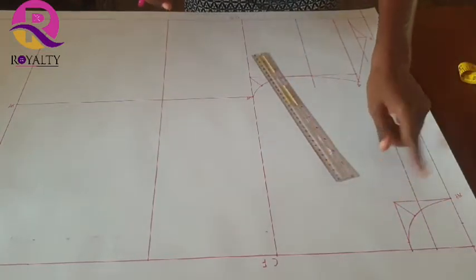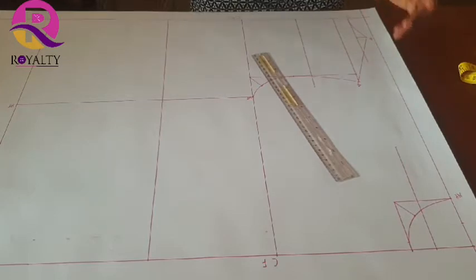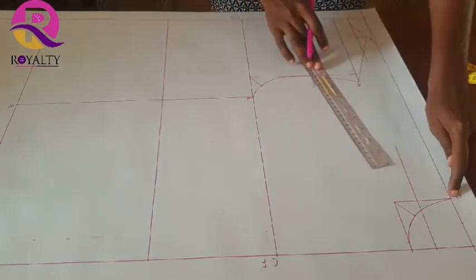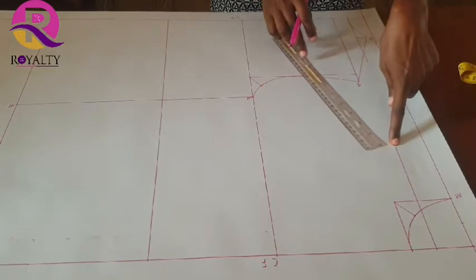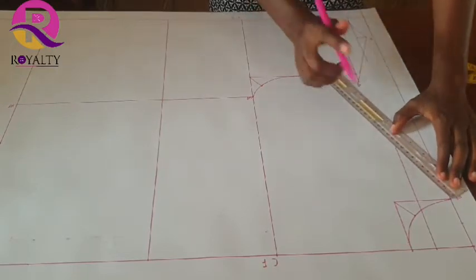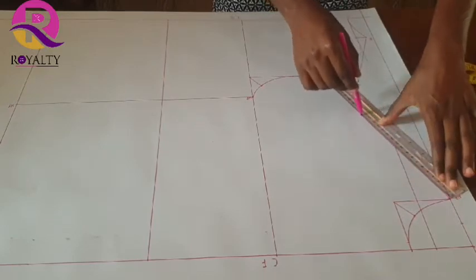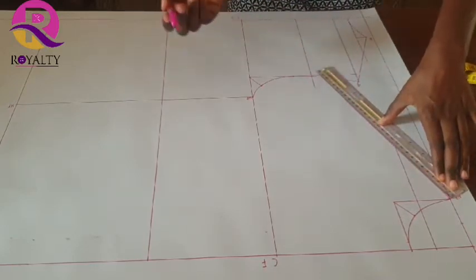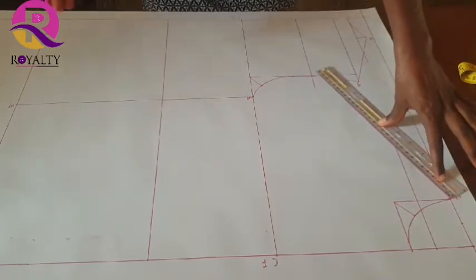So what I have here is my neckline. Now what I'm going to do is use a straight ruler to connect my NP to the tip of this 16.5 centimeters. A straight line that is 22 cm long. It can be more than 22, but 22 cm is fine.